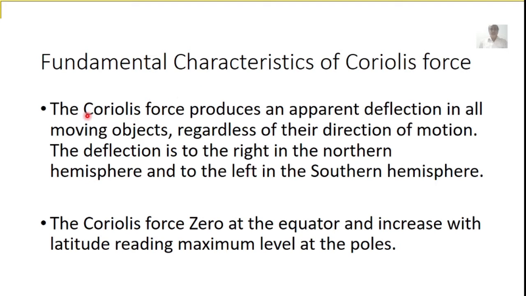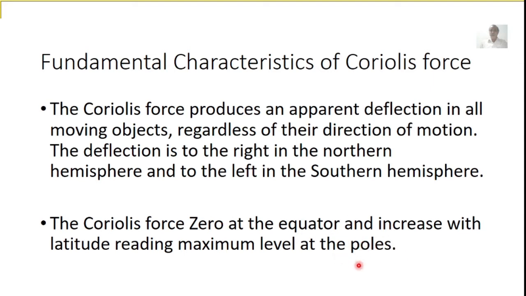When a large amount of matter moves over a rotating frame, it experiences a Coriolis force. The Coriolis force produces an apparent deflection in all moving objects regardless of their direction of motion. The deflection is to the right in the northern hemisphere and to the left in the southern hemisphere. The Coriolis force is 0 at the equator and increases with latitude, reaching its maximum at the poles.